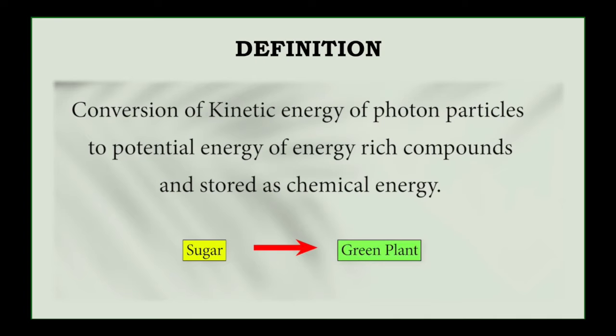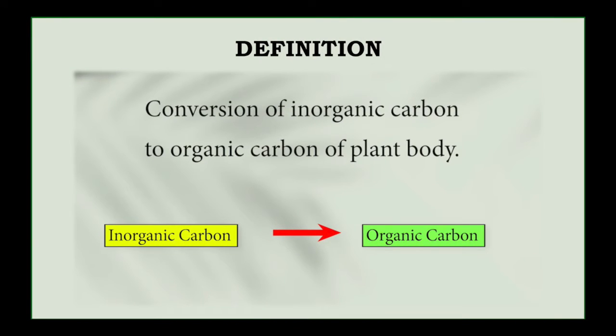Of course, there may be another way of defining photosynthesis. We can say that the kinetic energy of photon particles is being transformed to potential energy in the form of energy-rich compounds, and finally it is stored as chemical energy of sugar in the green plants. It can also be said like it is the conversion of inorganic carbon from nature, that is carbon dioxide, to organic carbon, that is sugar, in the plant tissue.